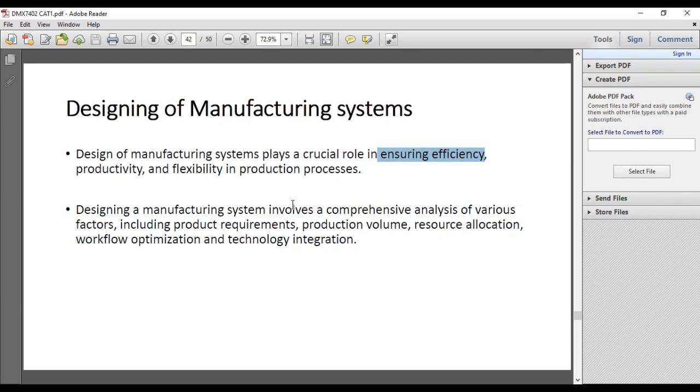So designing of manufacturing system involves comprehensive analysis of various factors. So you have to learn actually how to analyze a manufacturing system to design even. We will talk about it deeply later on. This is just an introduction to you all.